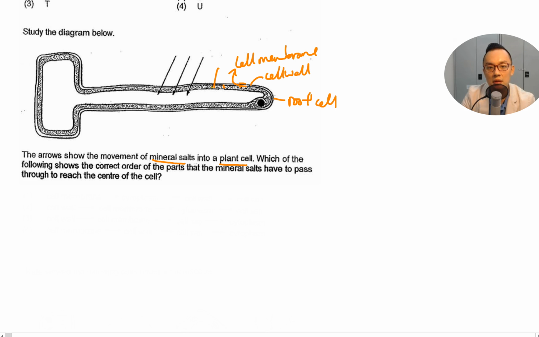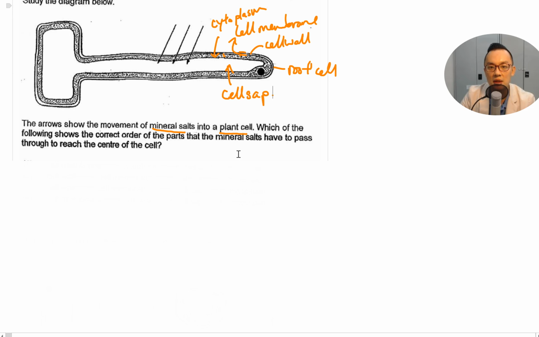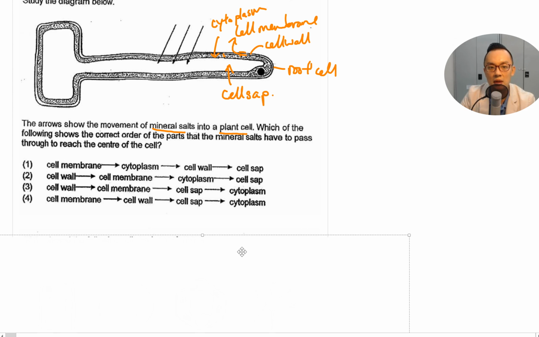And then these itsy bitsy dots over here are the cytoplasm. And finally, the one inside here is the cell sap. Alright, so to reach the center of the cell, let's go through the cell wall, cell membrane, cytoplasm, and then the cell sap. Let's take a look at the answers.